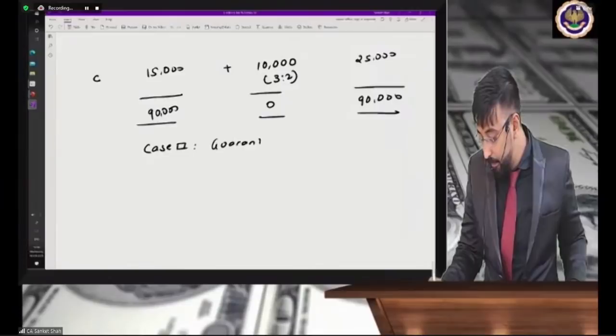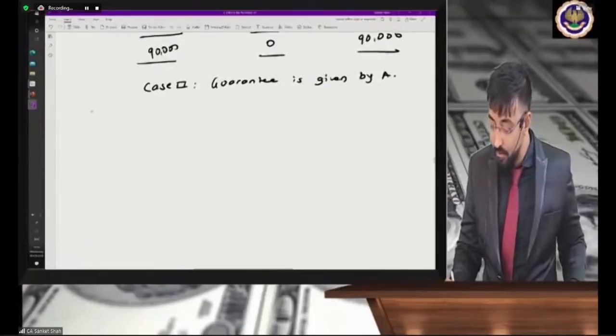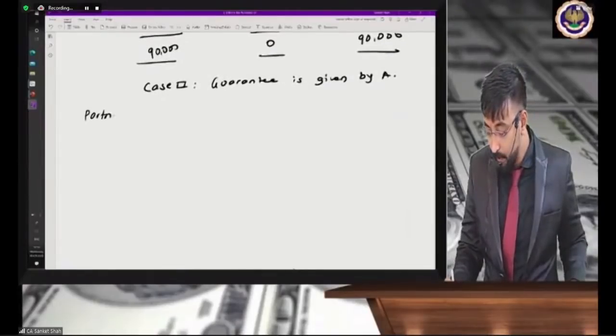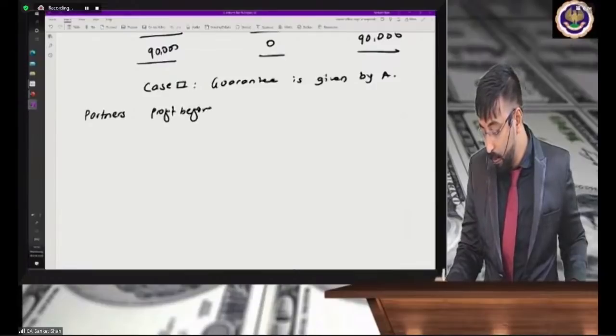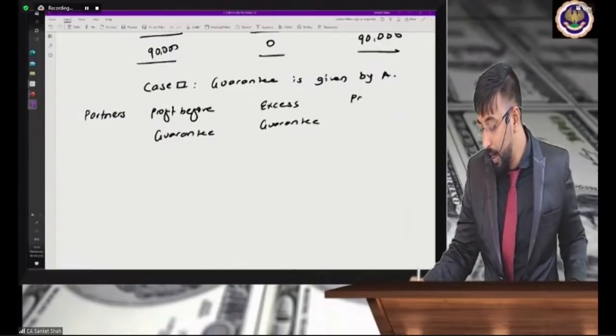Guarantee is given by A. So same. Tell me the columns: partners, profit before guarantee, excess guarantee, profit after guarantee.